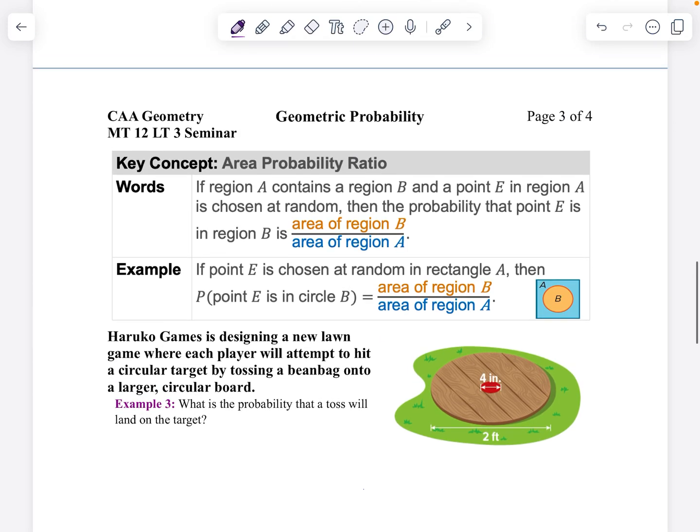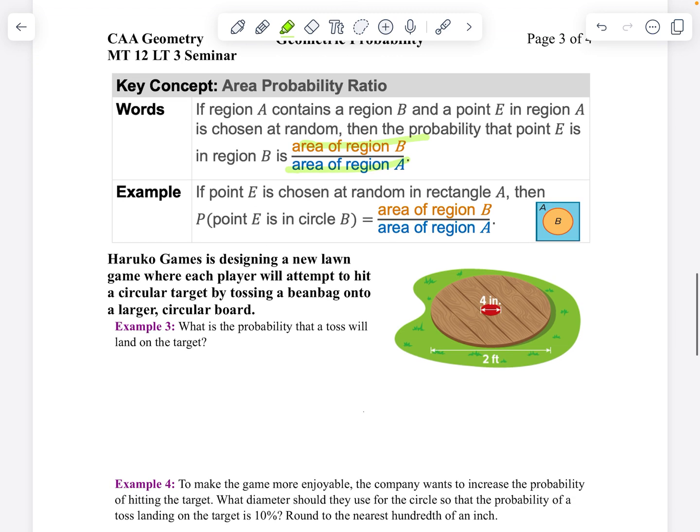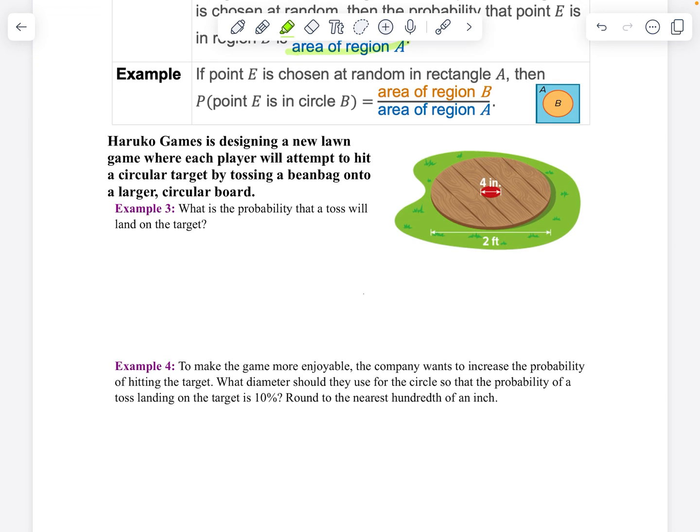Now our second part of geometric probability, we'll look at area. And it's pretty much the same thing. I want to know the area I want divided by the total area. So on our next example, it said Haruko Games has designed a new lawn game where each player will attempt to hit a circular target by tossing a beanbag onto a large circular board.